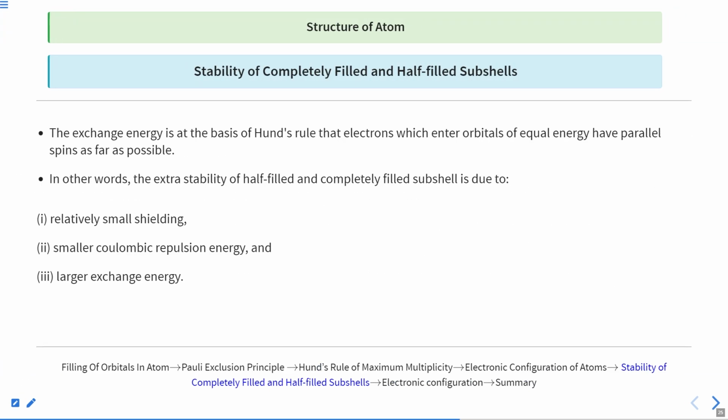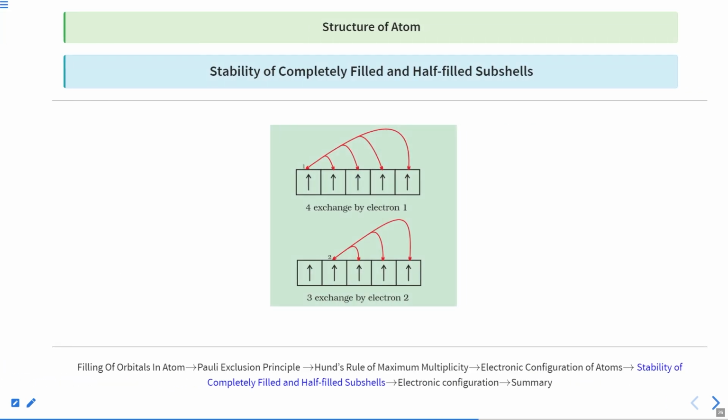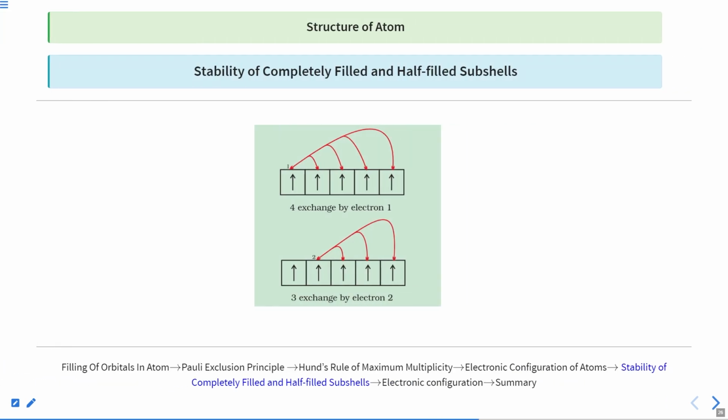Now the exchange energy is at the basis of Hund's rule, that electrons which enter orbitals of equal energy have parallel spin as far as possible, because we fill it first half filled, so that all of them have parallel spin, and then we start pairing. Now the extra stability of half filled orbitals is due to the following three reasons. First of all, as I have told you, it will have more exchange energy. Second is smaller coulombic repulsion energy, and third is relatively small shielding. So these are the three factors that say that half filled and fully filled are more stable than the normal one. Okay, so this is the way we represent the exchange energy.